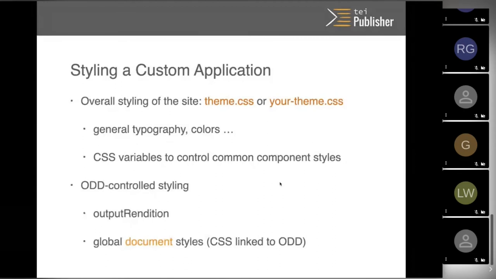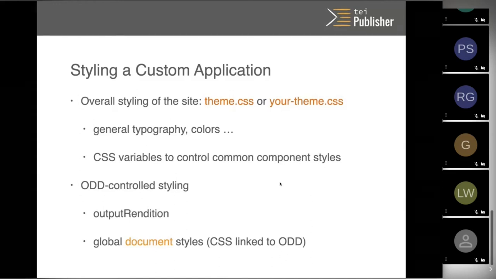Yeah, so for a custom application, we need to keep in mind that the styling is determined by two factors or two levels. We have the overall styling of the site, which is done in theme CSS or custom theme CSS, if I overwrite it. So this would contain all the general typography of the page, the colors being used, the margins between different blocks, and stuff like this. And as we saw, it also contains a large number of CSS variables to control various factors, like the default primary color being used, the secondary color, and so on.